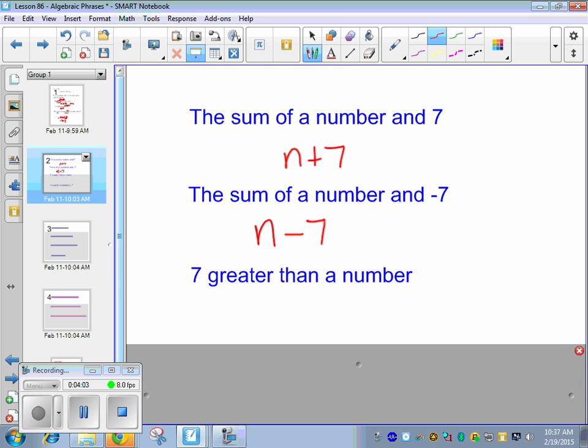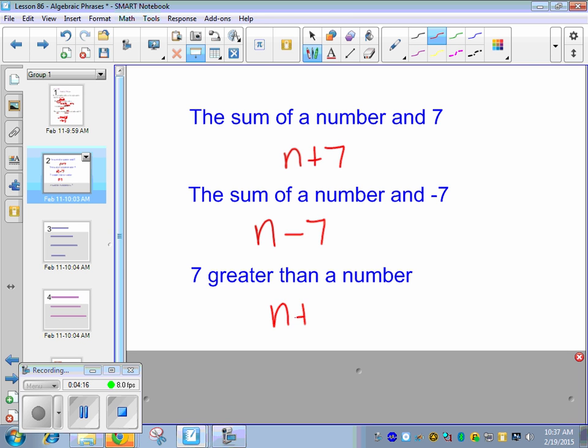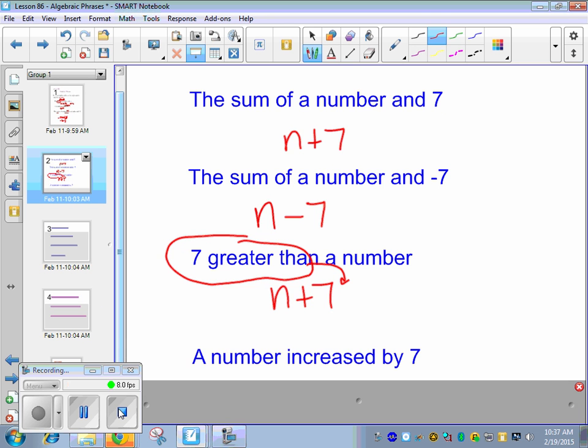All right, 7 greater than a number. We did reduced by a number, right? So greater than, Jacob, what do you think that means? Yeah, n plus 7. Good job. Whenever you do greater than, it goes after the number. Or less than. That's confusing. But always, always, always, even though this is first in the sentence, it goes second in the expression, okay? That's something you have to kind of just remember.